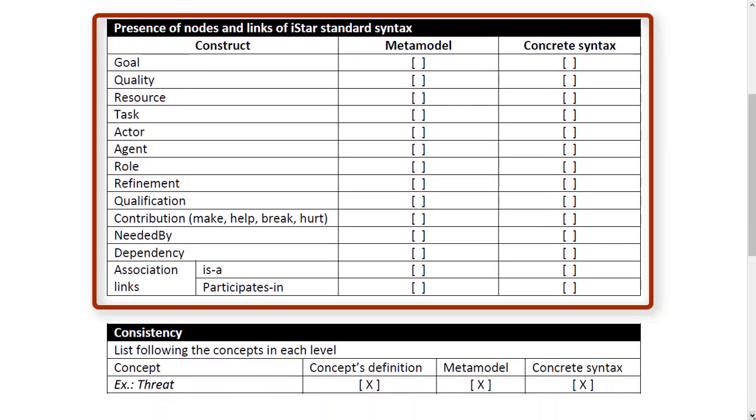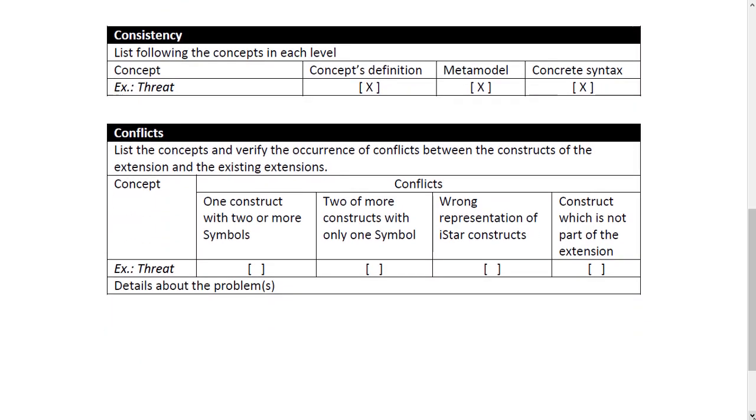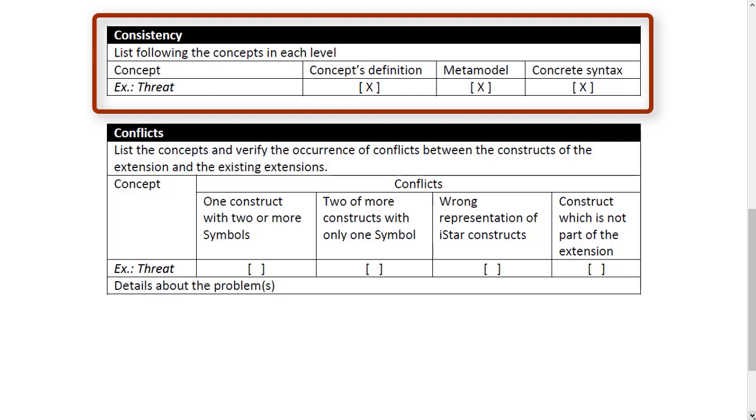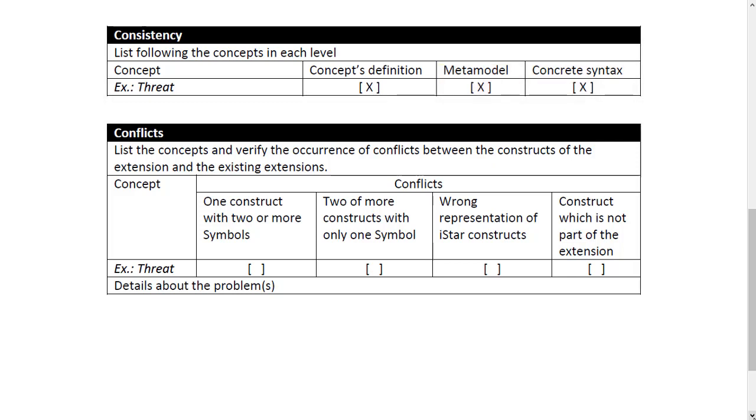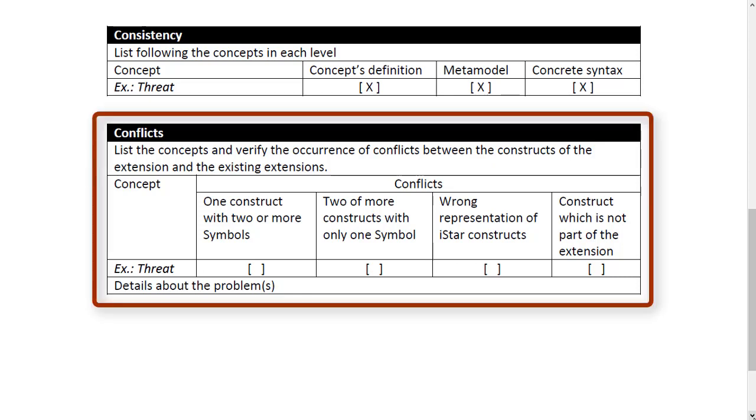The following section verifies the presence of links and notes of iStar default syntax in the meta model and the concrete syntax of the extension. The third section deals with the consistency analysis. It presents the list of the concepts that the extension includes and checks if each concept has its meaning and if it's present in the meta model and concrete syntax of the extension. Finally, it is verified if any conflict of semiotic clarity principle occurred.